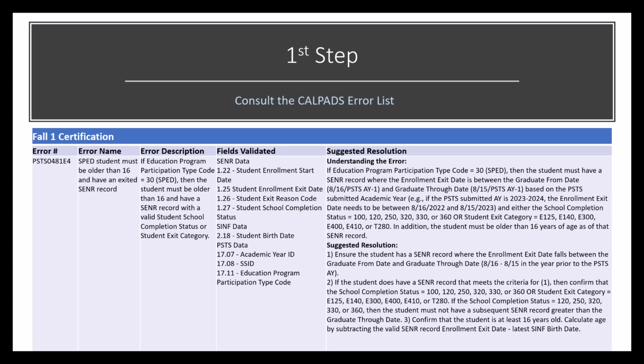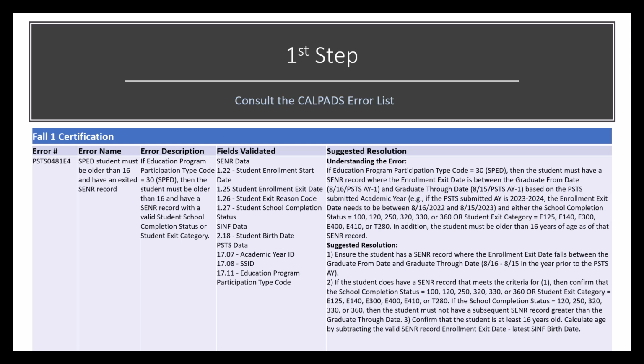Now, the error description provides details that are useful. If the education program participation type code equals 30 special education, then the student must be older than 16 and have an SENR record with a valid school completion status or student exit category. In this particular error, the education program is the PSTS, post-secondary education program. So we're looking at PSTS records with the participation type code 30. That identifies students that are special education or were formerly special education, and they must have been 16 years old at the time of exit.